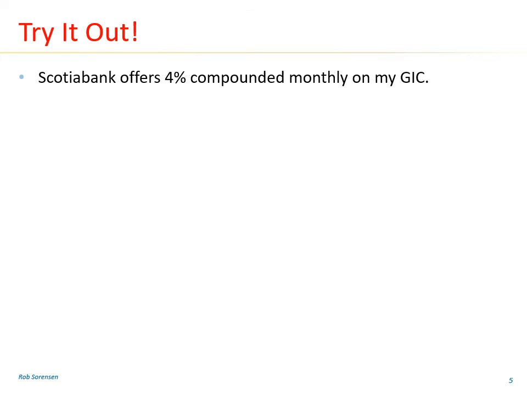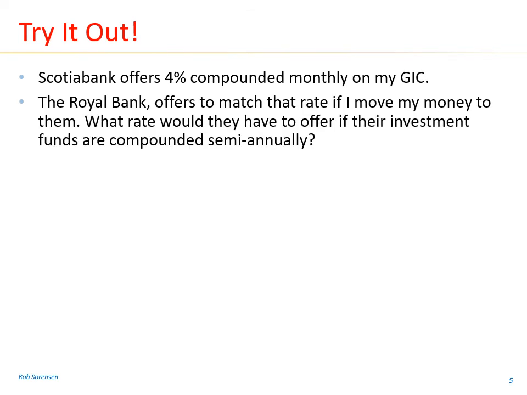Let's go ahead and give you a chance to try one out. Scotiabank offers 4% compounded monthly on my GIC. The Royal Bank offers to match that rate if I move my money over to them. What rate would they have to offer if their investment funds are compounded semi-annually? So go ahead and hit pause. See if you can work your way through this one. Take your time. And when you're ready, come on back and I'll go through it with you.